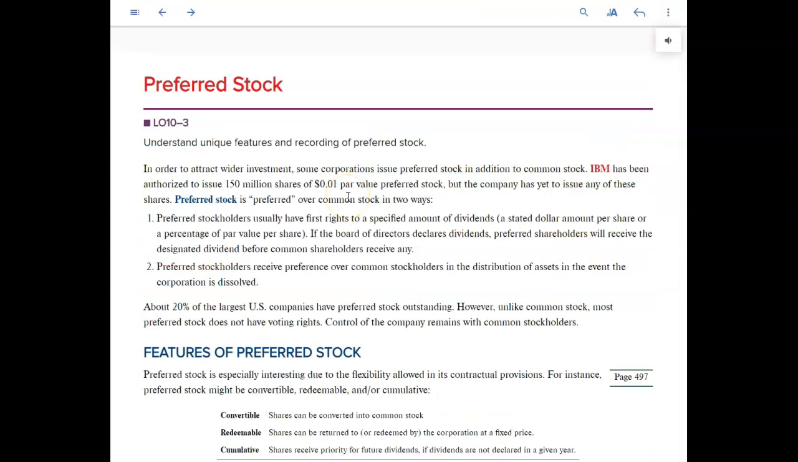Preferred stock. Now, preferred stock is a different class of stock compared to common stock. The reason it's called preferred is because it is preferred as to dividends. So if dividends are going to be declared and paid by the board of directors, the preferred stockholders get their dividends first, and then the common stockholders may receive some of the dividends. Also, if the corporation is dissolved, then the preferred stockholders will receive the assets before the common stockholders will.